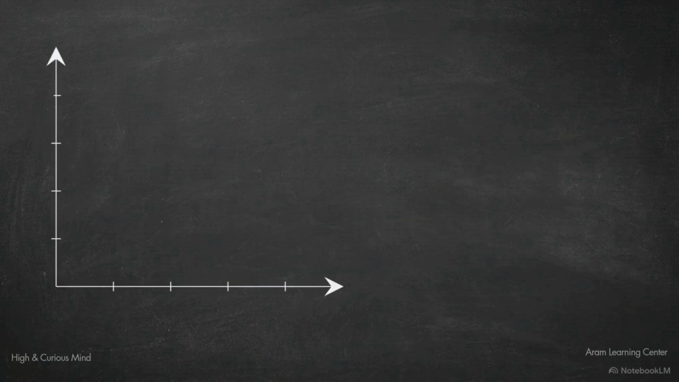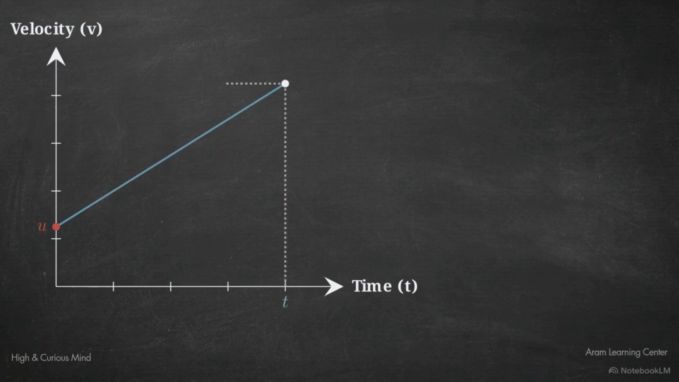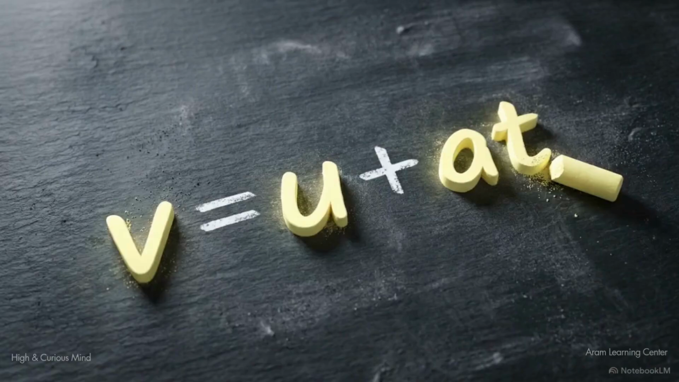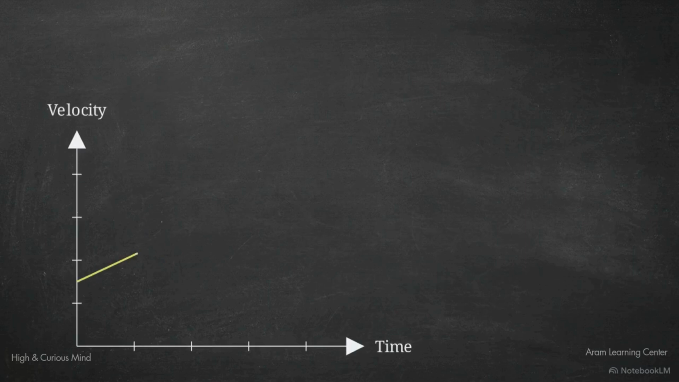On this velocity time graph, a vehicle goes from initial velocity u to final velocity v over time t. The slope, vertical rise, v minus u, divided by horizontal run, t, represents acceleration. Rearranging this formula gives our first kinematic equation, v equals u plus at. This equation is the direct mathematical translation of the slope we see on the velocity time graph. Beyond the slope, there is another physical value stored in the geometry of this graph.